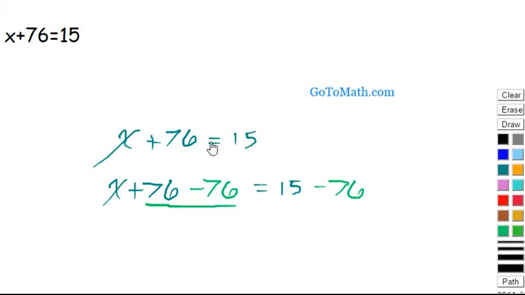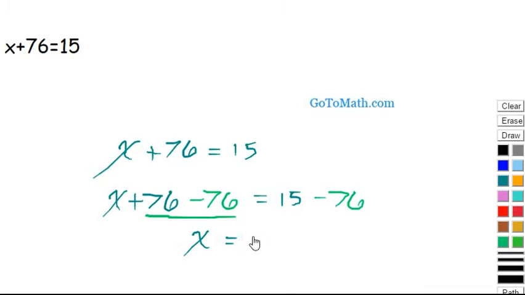We want to get rid of this 76. Well, just subtract 76, right? But what we do over here, we must also do on the right-hand side of the equals. So therefore, this goes to 0, and we're left with 15 minus 76. Now, I know everybody knows what that is right off the top of their head. I got negative 61. Negative 61.